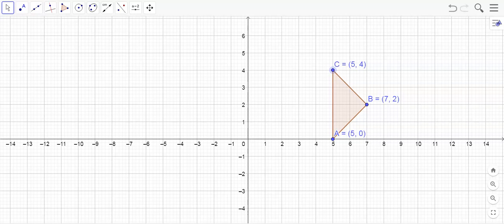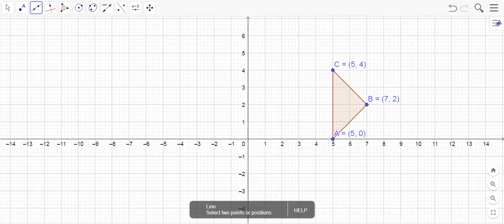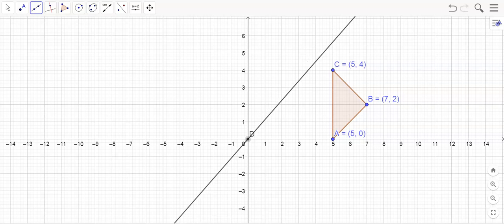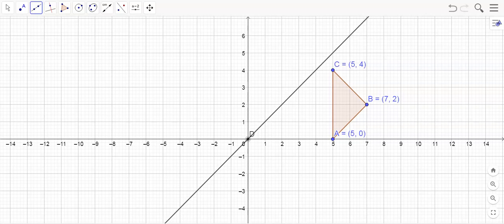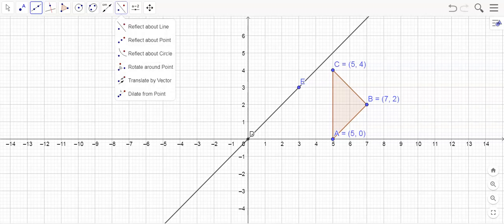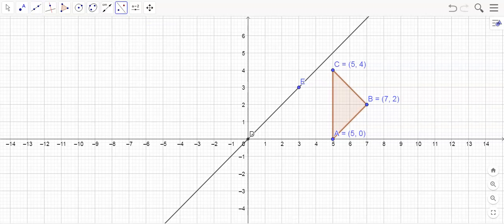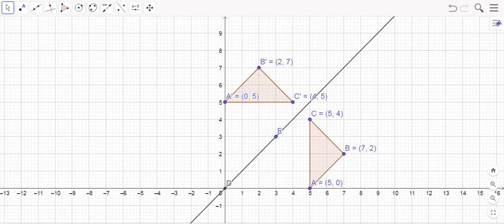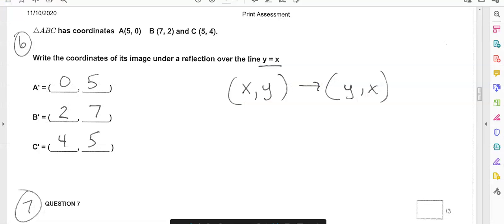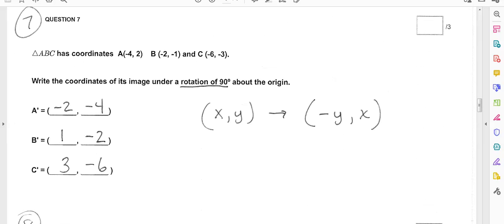We now need to reflect it. The line y equals x is this line with a slope of 1 and a y-intercept of 0. So I need to create a line that goes through this point and heads right up at 1, 1, 2, 2, 3, 3, and so on. And let's reflect it over that line. So reflection. There we are. Now we can pull it down a little bit, and now we have some new coordinates: 0, 5, 2, 7, 4, 5. Looks good. Verified. Number 7.